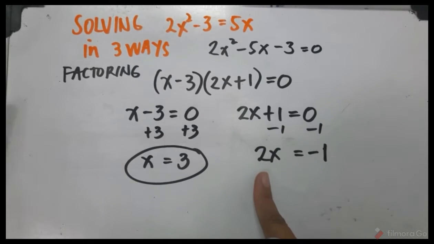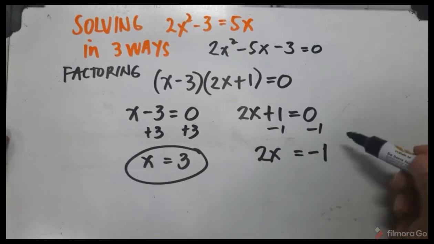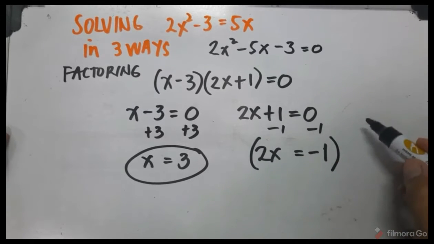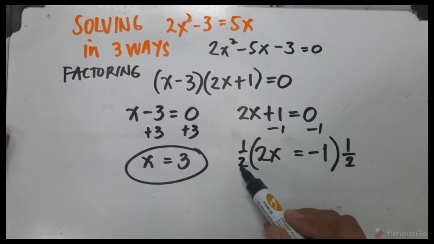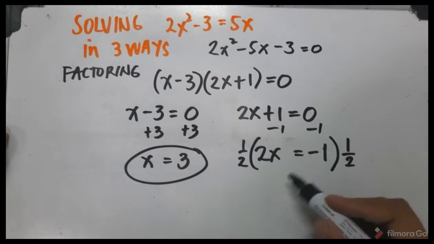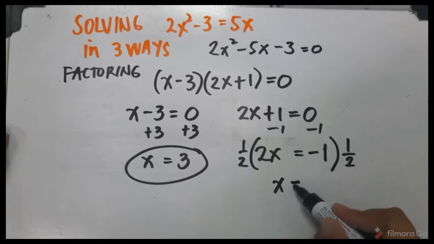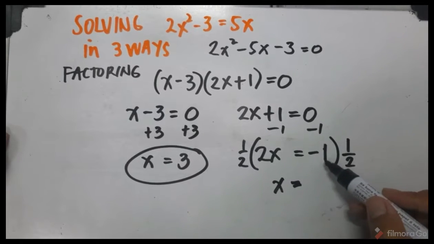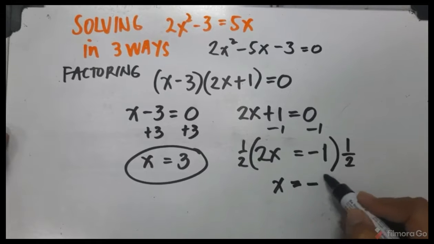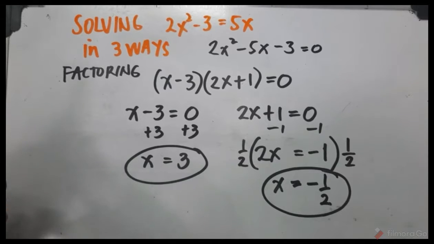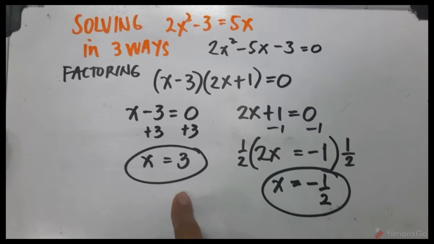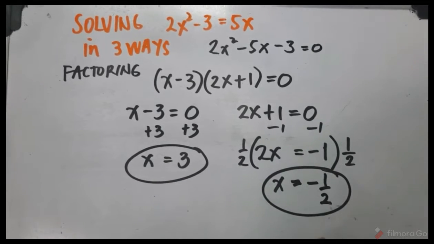Since this is 2 with a variable x, we need to make this x. We're looking for the value of x. So we multiply both sides by 1/2 to make 1/2 times 2 is equal to 1, which is 1 times x is equal to x. So we have on the other side, negative 1 times 1/2 is negative 1/2. So using factoring, we have two solutions, positive 3 and negative 1/2.